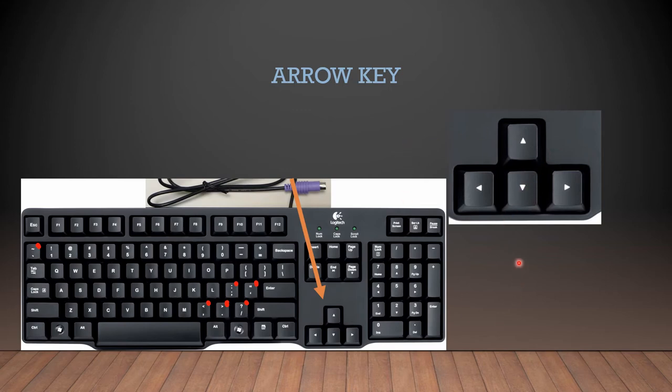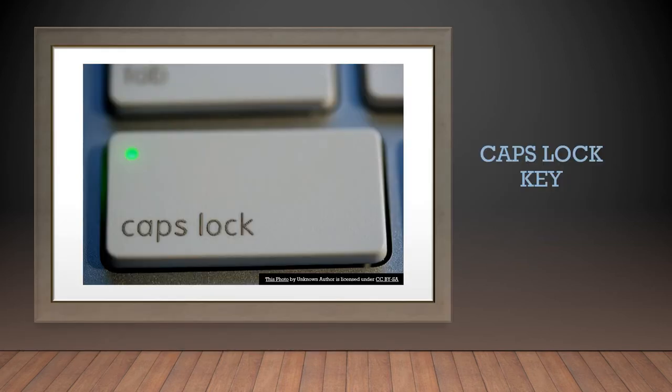The arrow keys are also known as cursor control keys, as they help us to move the cursor on the screen. Do you know what the name of this key is? No, I will tell you. This is the caps lock key. When you press the caps lock key, a green or red light appears on the keyboard.